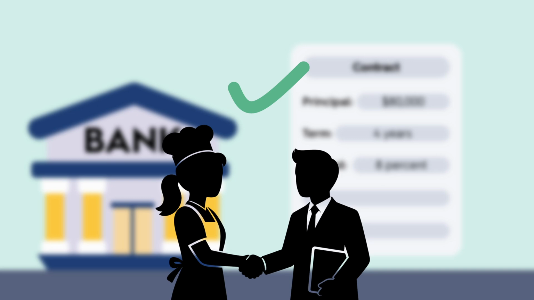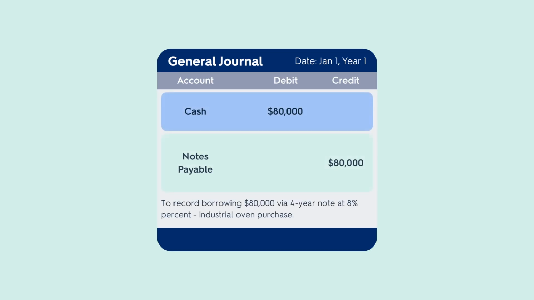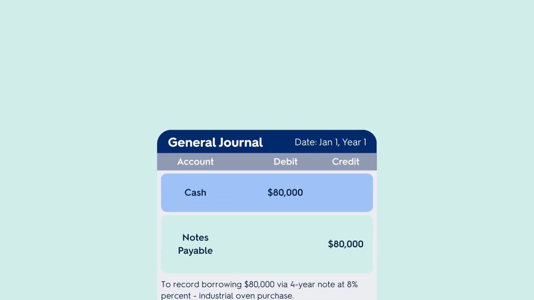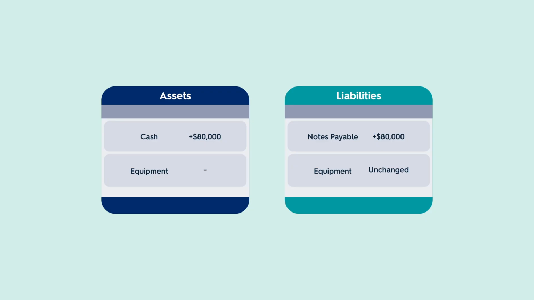for a large purchase. At the start, the entry is straightforward. Cash increases because the business received money, and notes payable increases because the business now owes that amount in the future. On the balance sheet, both sides grow together.